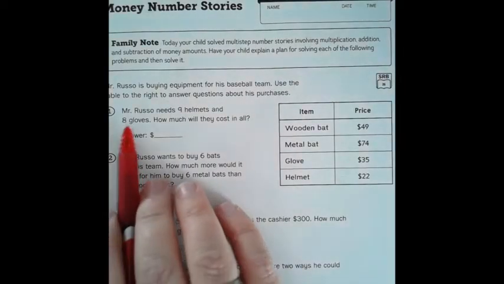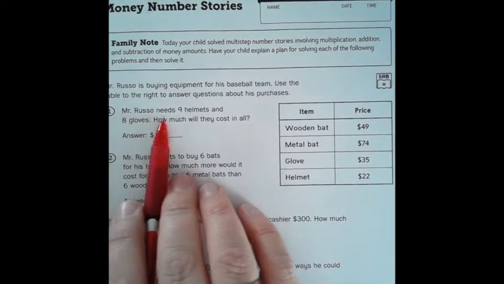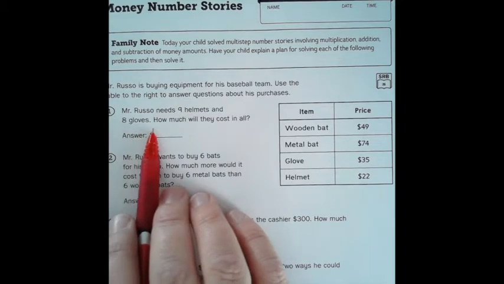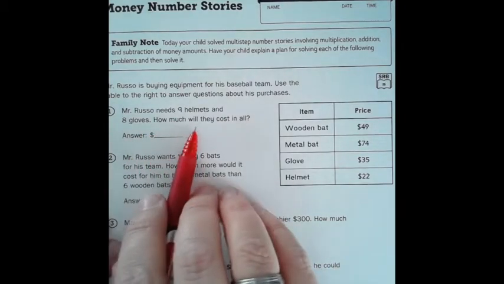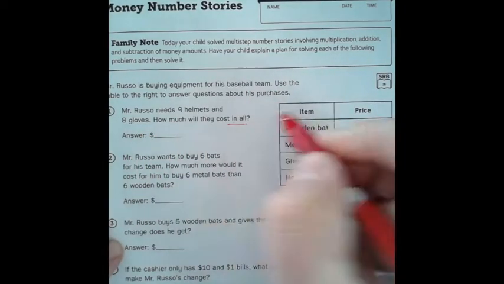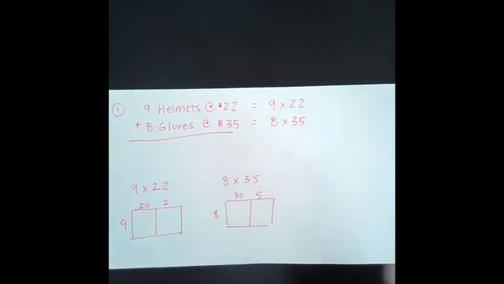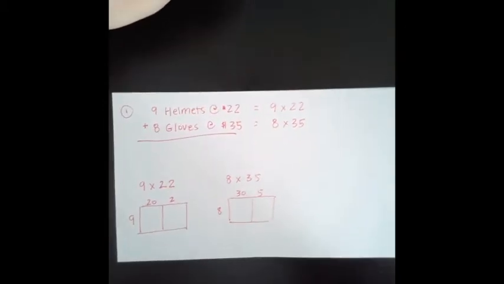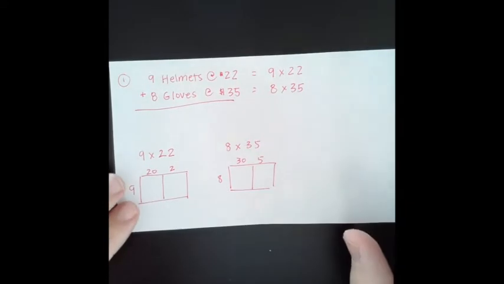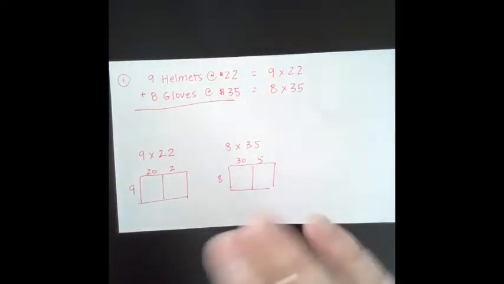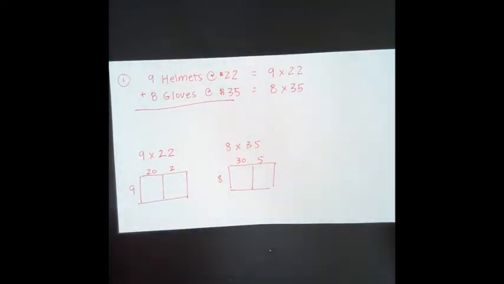So if we look at number 1, Mr. Russo needs 9 helmets and 8 gloves. How much will they cost in all? So I'm seeing the words in all. That's a clue that we're going to be adding. So I went ahead and put this on another sheet of paper so I could spread out and do the math. Give me enough room to do the math, and I suggest you do the same. Get a separate paper so you can work this out.